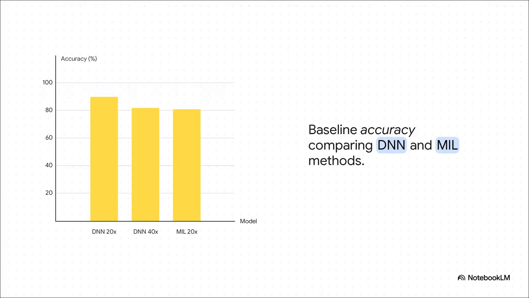And the baseline classification results? Honestly, they were striking. The standard deep neural network, when analyzing at 20 times magnification, hit an impressive 90% accuracy. When they bumped the magnification up to 40 times, the accuracy actually dropped just a bit to 82%. Meanwhile, the multiple instance learning method came in at 81%. So the DNN looking at that 20x magnification was the clear-cut winner here.